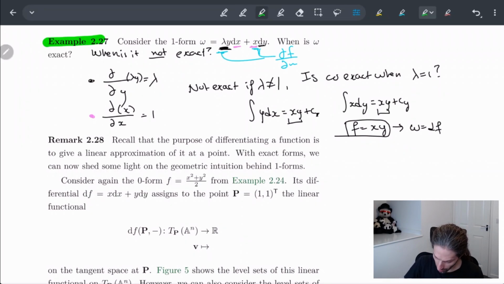As a remark, before we end this section, the purpose of differentiating a function is to give a linear approximation of it at that point. So with exact forms, we can now give some geometric intuition as to what is happening.